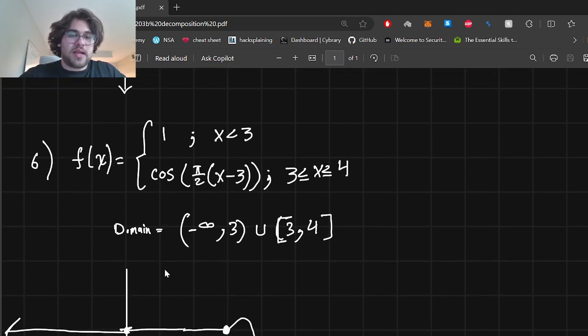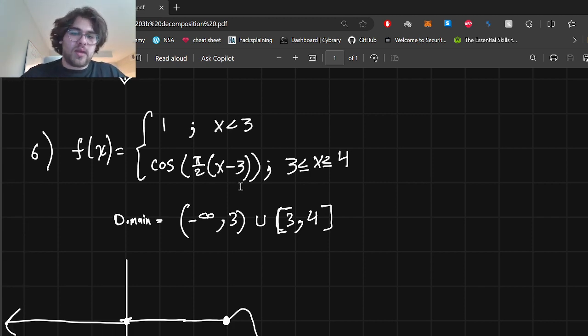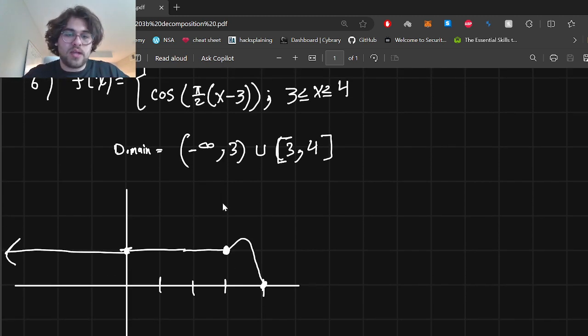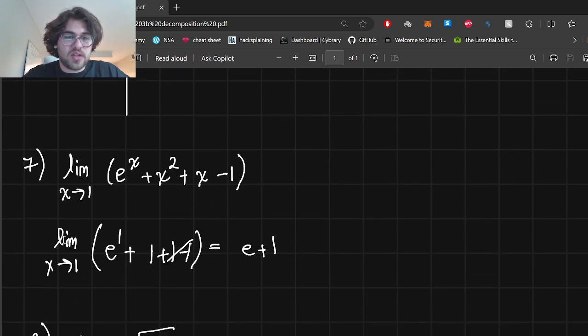The sixth question is that as long as x is less than 3, we need to draw a straight line of 1. And from 3 to 4, we need to graph the cosine function. If we want to decompose the domain, it's from negative infinity to 3, which is a 1, and then from 3 to 4 is a cosine. And this is the graph of the function.